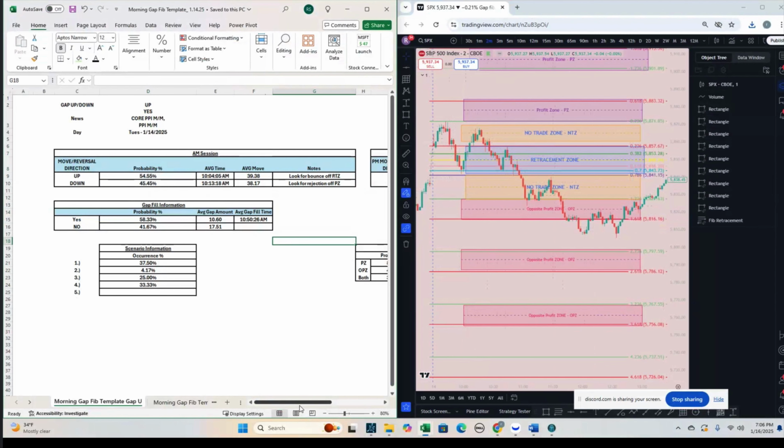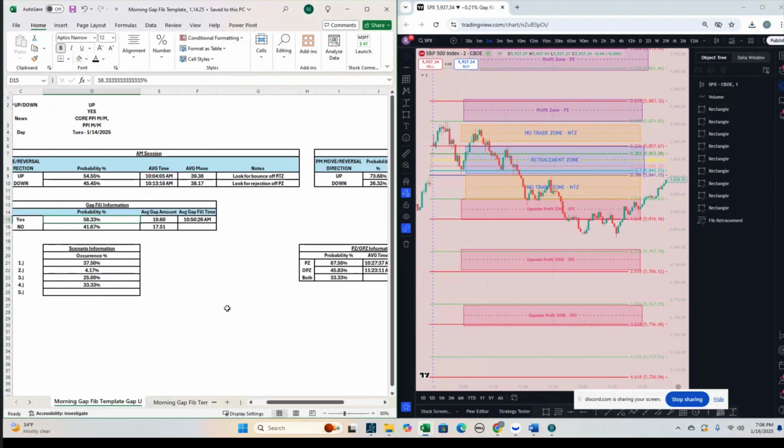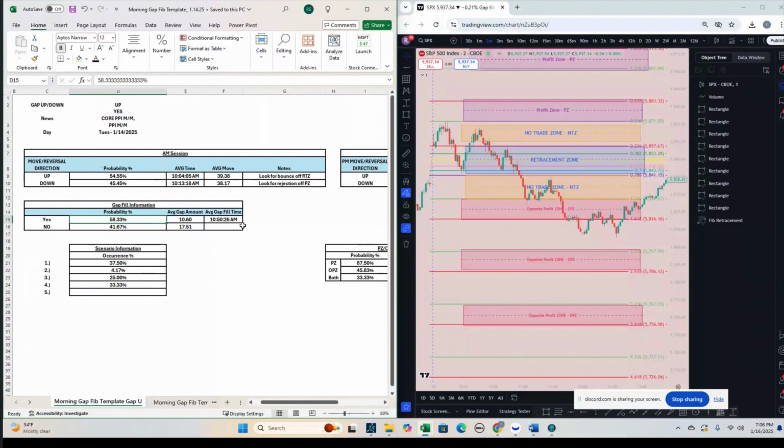Now, what's not subjective is gap fill information. That's never subjective. We either gap fill or we don't, right? The average time we gap fill is not subjective. Average gap is not subjective, right?